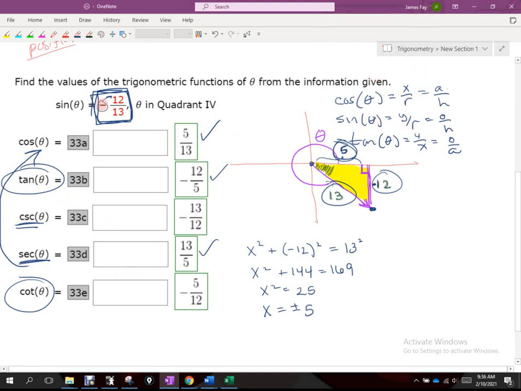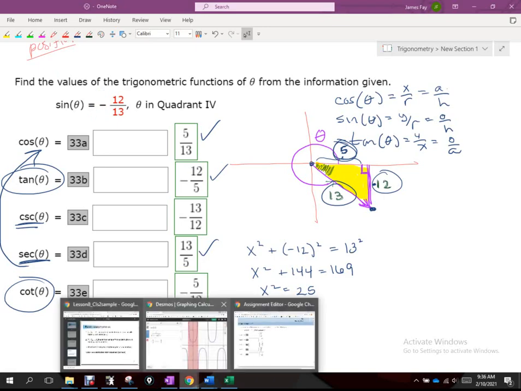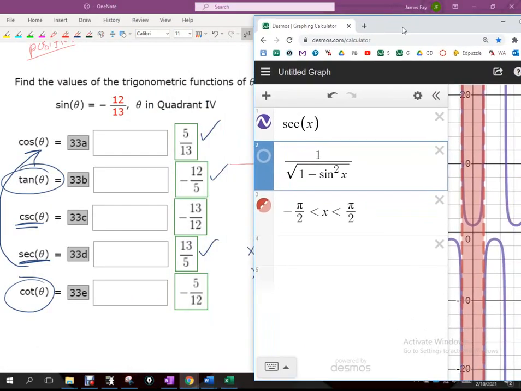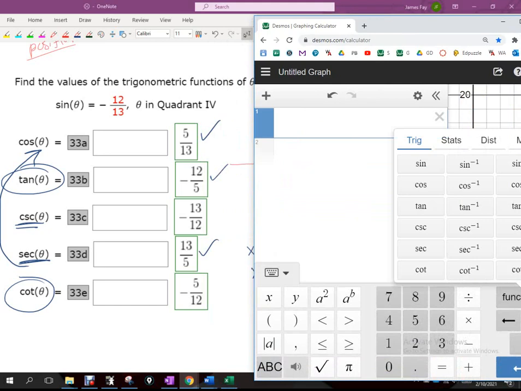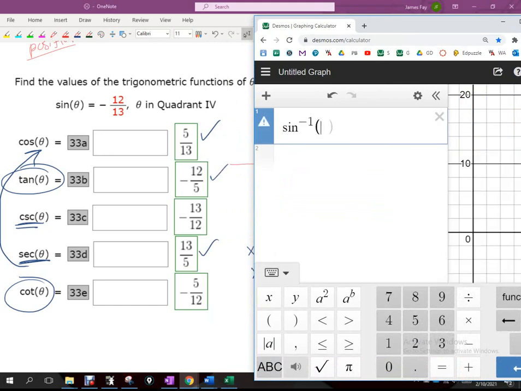Now we talked yesterday about how we can check this, and I think the check is actually more important than doing the work to get these answers. We said yesterday if we take the sine inverse of this negative 12/13, okay, we get something like that.